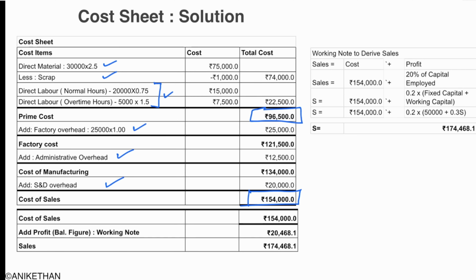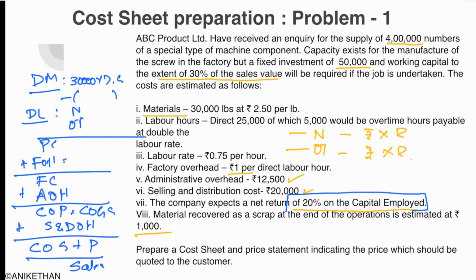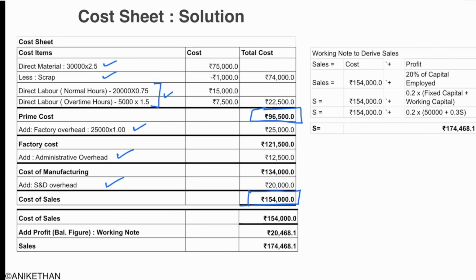What is capital employed? Fixed capital and working capital. If you look at the problem, it says you need a fixed investment. This is the fixed capital of 50,000 and working capital to the extent of 30% of sale value. I also don't know sale value. So what I will write? I will write it as, sale is equal to cost of sale plus profit, correct?